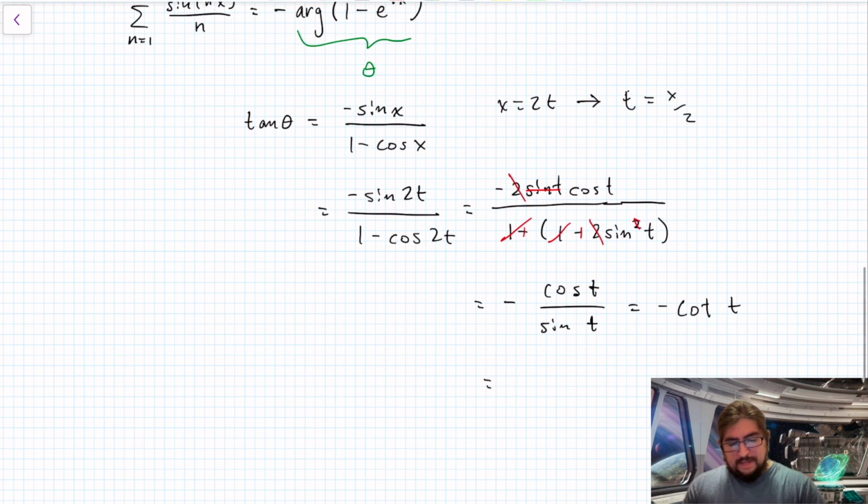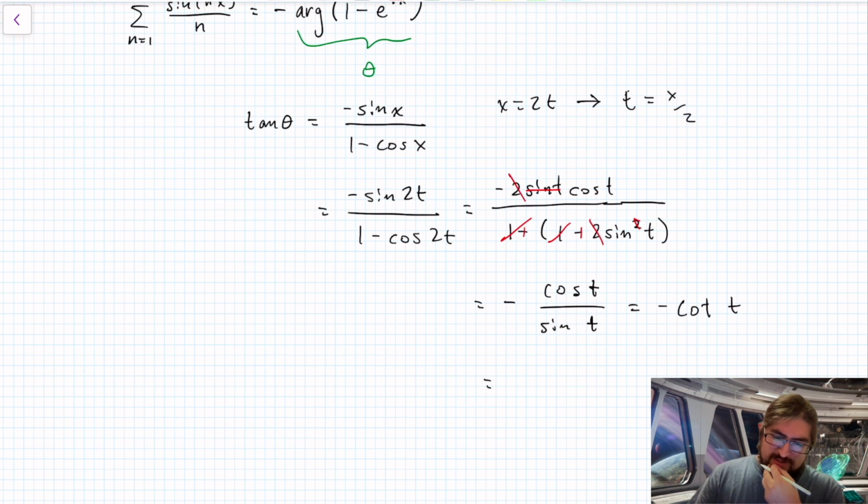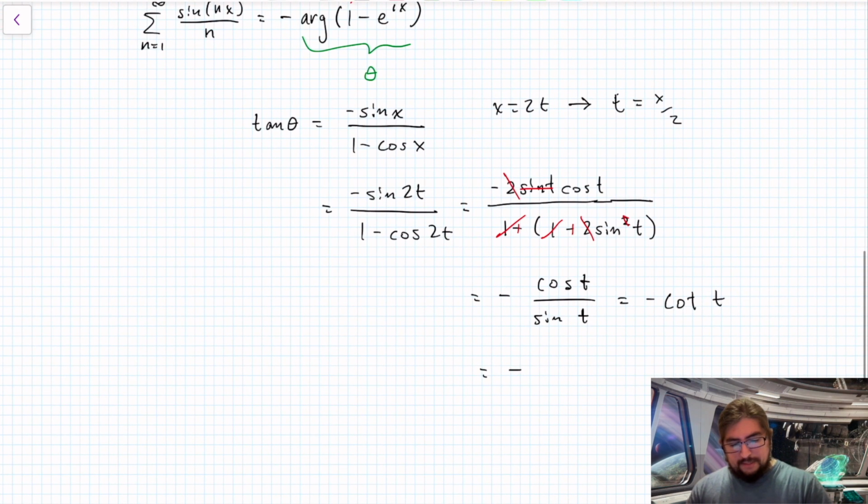Okay. Now, there are a few ways to describe what I want to get at, but yeah, there's a lot of ways you can do this. Cotangent is odd, so you can bring the negative inside, I guess. I'll just take this one step at a time. So this is cotangent of x over 2.